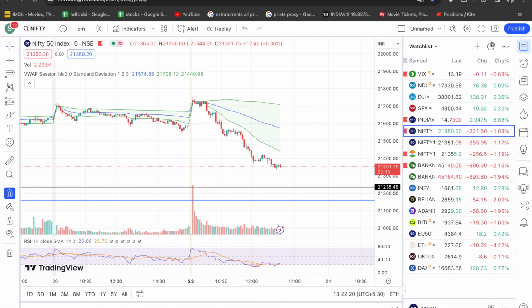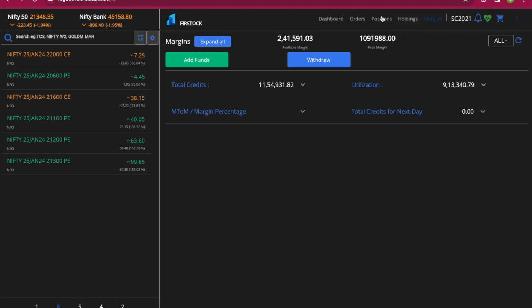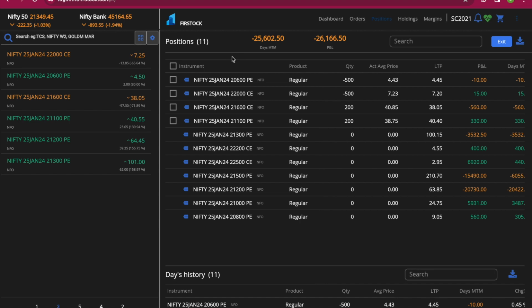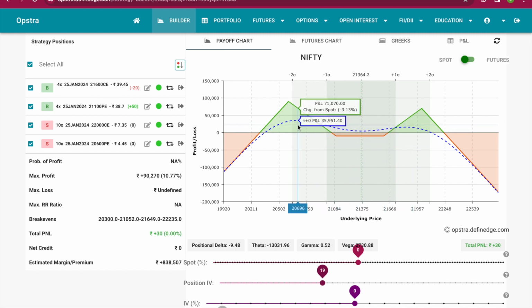Hello everyone, welcome back. So this is again 23 January. We are at 1:22 p.m. After the market fell down so much, we had to book a loss, and after we booked the loss of around 25,000, we came here to put a new strategy. The new strategy looks something like this. Here we have gone ahead and bought the 21,100 PE and bought the 21,600 CE. So if the market goes beyond these two line items, we'll incur some profits. Then we have gone ahead and sold 10 lots of the 20,600 and 22,000 legs, so this is a new strategy.